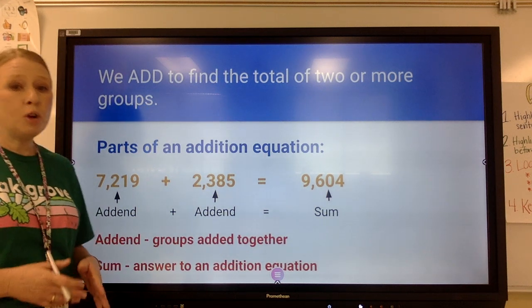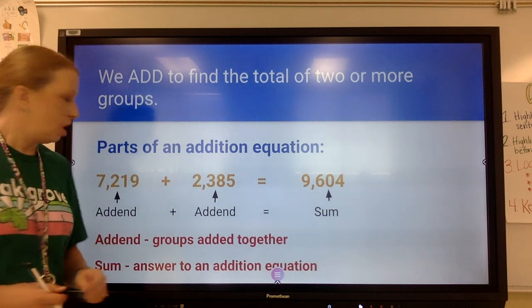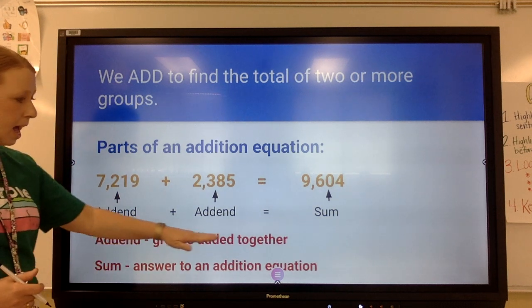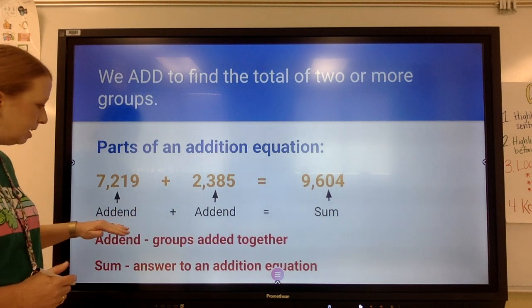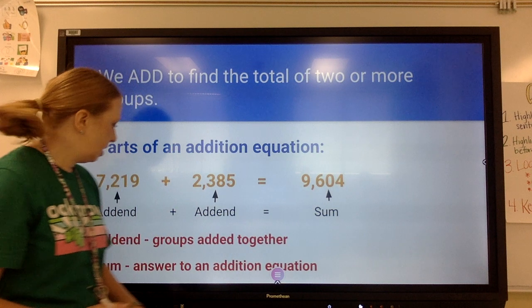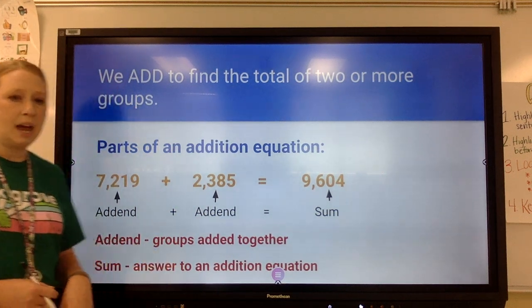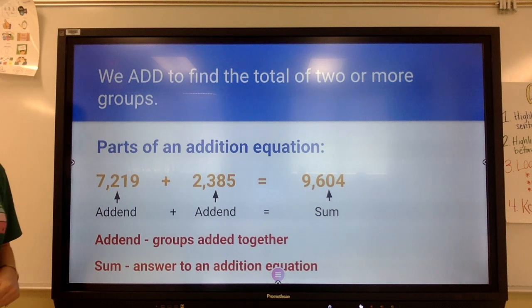So when we write an equation, we have three different parts. We have two add-ins, so we have add-in 1, add-in 2, and then we have a sum. So my add-in is the groups that we are adding together. Sum is the answer to the addition equation.